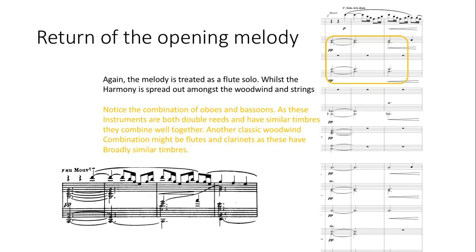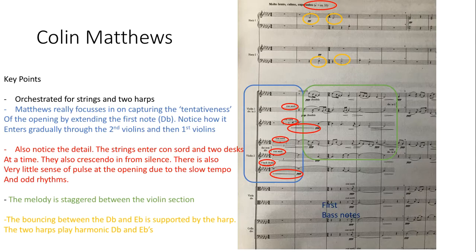We're going to have a look at another orchestration by a composer called Colin Matthews. And so we're going to just look through some of the bits and bobs. So Colin Matthews orchestrates this prelude for just strings and two harps. That's it. And for me, Matthews really focuses on capturing the tentativeness of this prelude. It's got a really lovely, gentle, lilting melody. And it doesn't feel particularly confident at first.